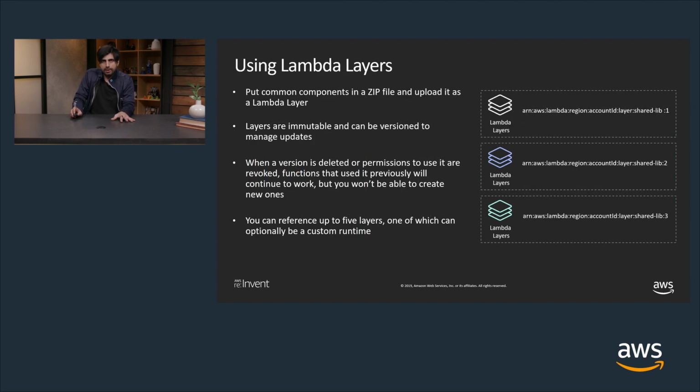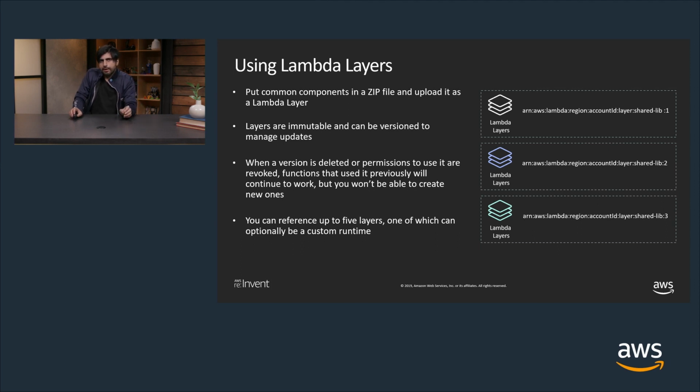And using a Lambda layer, we talked about how you can create a zip file with all your dependencies. And these are immutable. So once a Lambda layer is created, you can version it and manage updates this way. If you're changing things across your org, your various different applications should still be fine. And when a version is deleted or permissions to use it are revoked, functions that used it previously will continue to work, but you just won't be able to recreate those Lambda functions without applying a new layer. So if you were to remove a layer, you don't have to worry that your existing applications throughout your org will suddenly be deprecated and unusable.